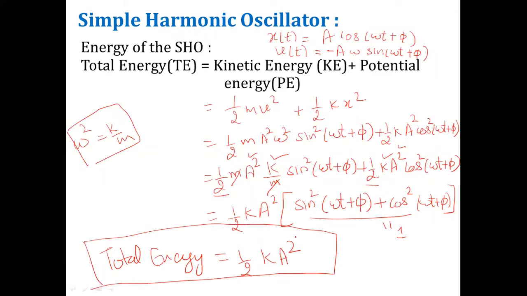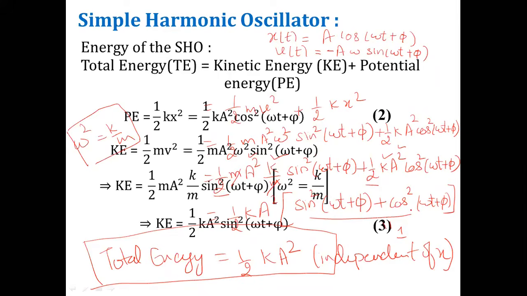If you look at this function, this is independent of x. That means your total energy is conserved. Your kinetic energy may be different at one position, potential energy may be different depending on at which point you are measuring, but their sum is always going to remain constant. It is independent of how close or how far away from your equilibrium position your mass is. It's independent of that. And that's what has been done in this expression over here in the PPT.